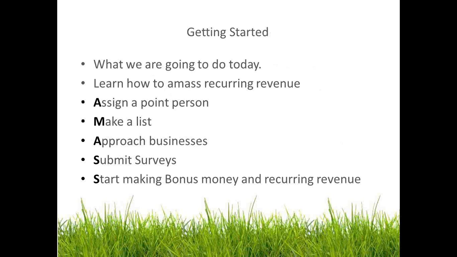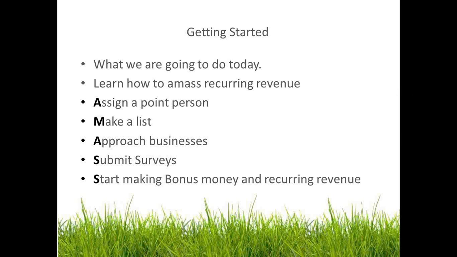So with that being said, here's what we're going to do today. We're going to learn how to amass recurring revenue. And we've created a fun acronym to help us remember how to amass it. And this is to be the most successful with all of our schools. The first thing we have to do is assign a point person. We have a saying here that says co-ownership means no ownership, so we want one person to own this at your school and own the process of it from that.